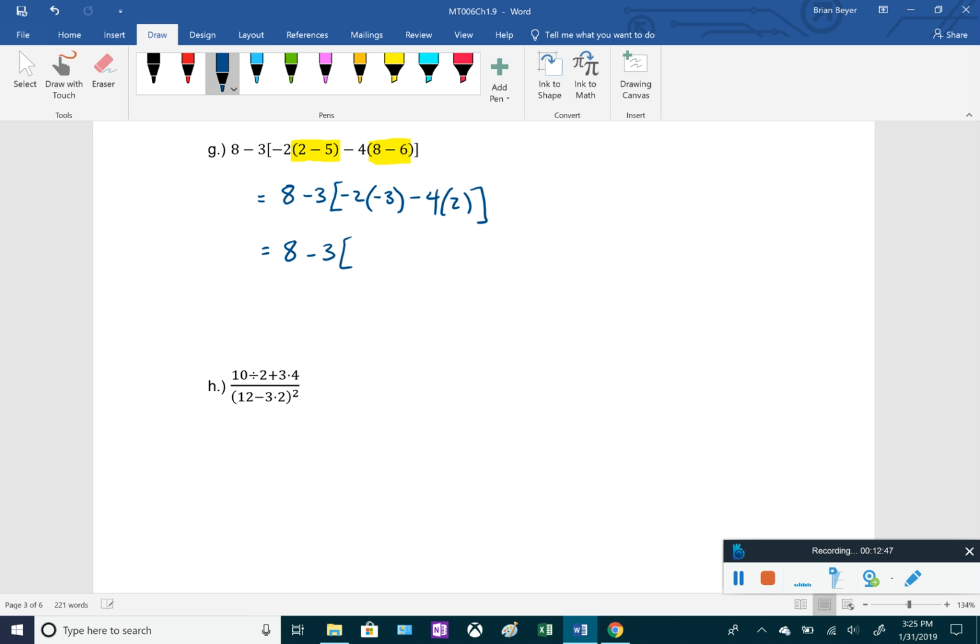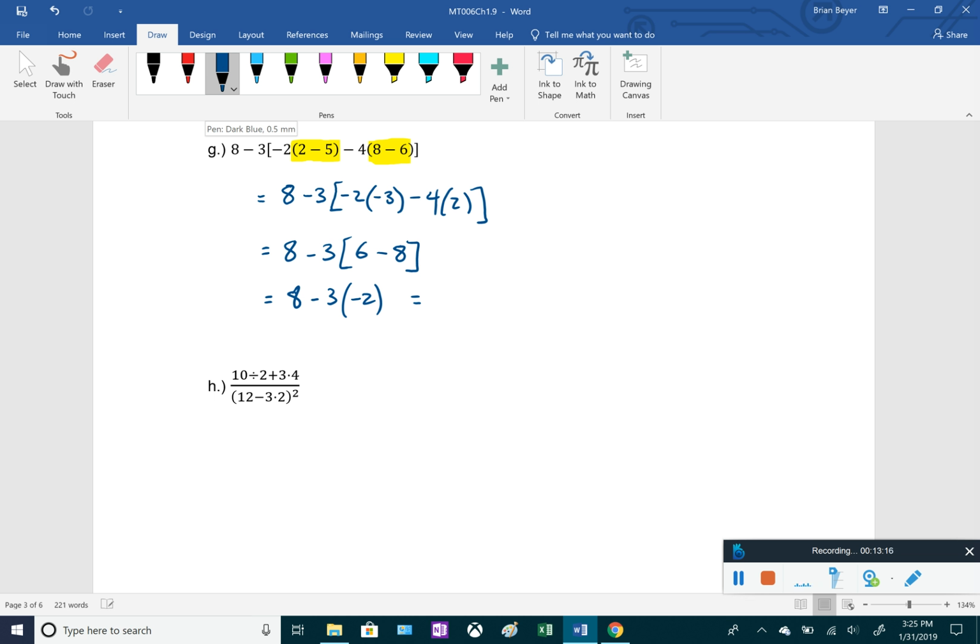Okay, so now let's simplify inside that bracket. So we have negative 2 times negative 3 is 6, minus 4 times 2 is 8. There was only multiplication and subtraction in there, so we had to do the multiplication first. So now this bracket is just a parenthesis, so we have to simplify 6 minus 8, which is negative 2. Then we get multiplication next. We get negative 3 times negative 2.